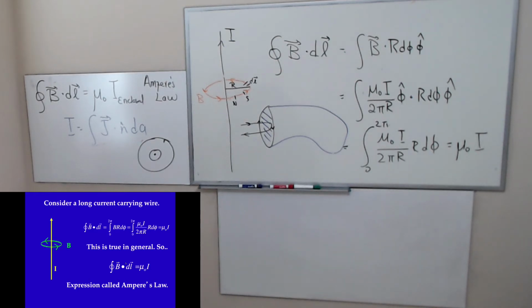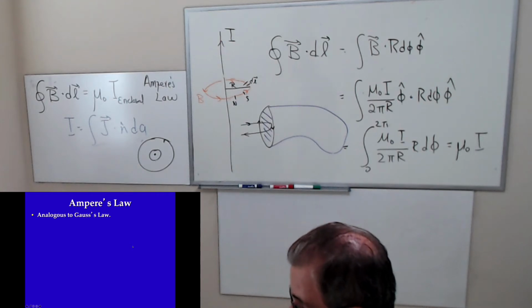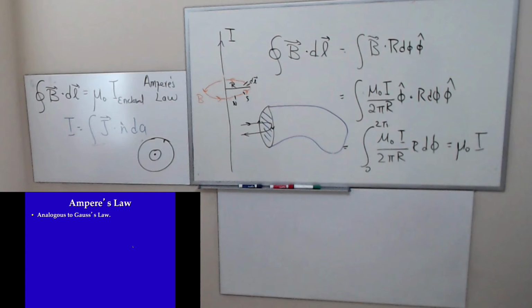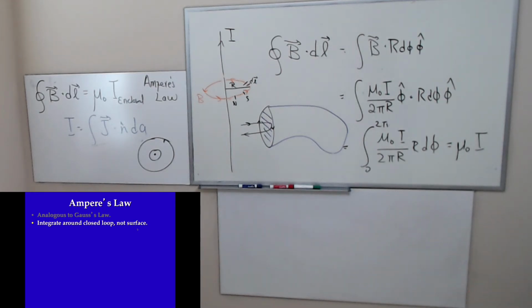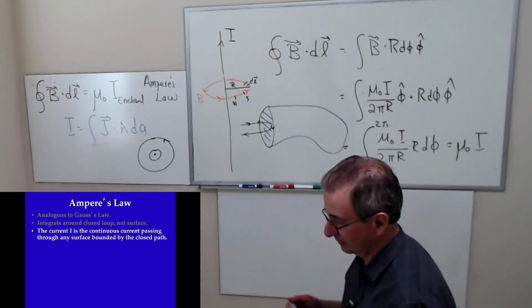Okay, let me advance my slide. So this is analogous to Gauss's law. The only thing different is you integrate around a closed loop, not a closed surface. The current I is the continuous current passing through any surface bounded by the closed path. And the problem is going to come in as to when we have a current that's not continuous.